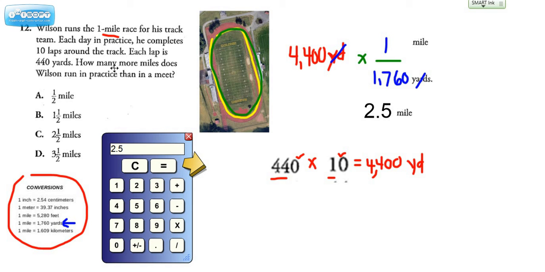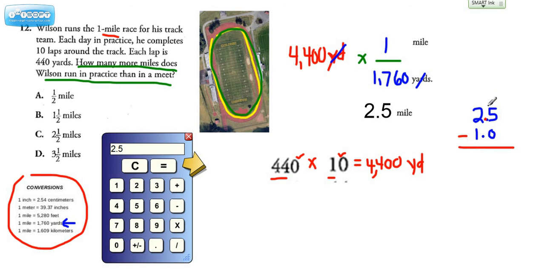not done yet, because the question is asking, how many more miles does Wilson run in practice than at a meet? When he's running at the meet, he's running 1 mile. At practice, he's running 2.5 miles. That means we have to take the 2.5 miles and we have to subtract the 1 mile, which we're going to represent as 1 and 0 tenths. By the way, make sure you make that decimal more conspicuous than I did. We're subtracting those two things.